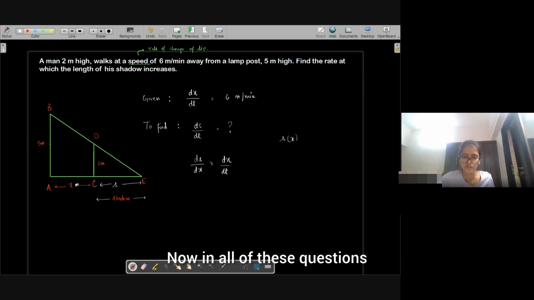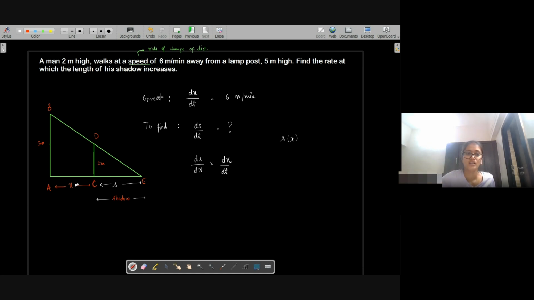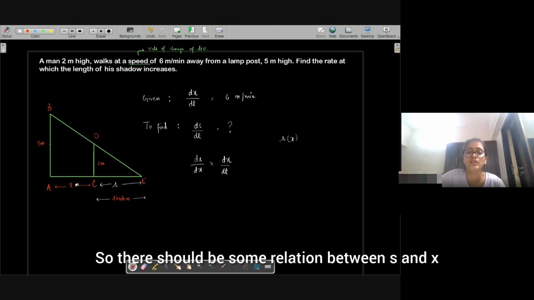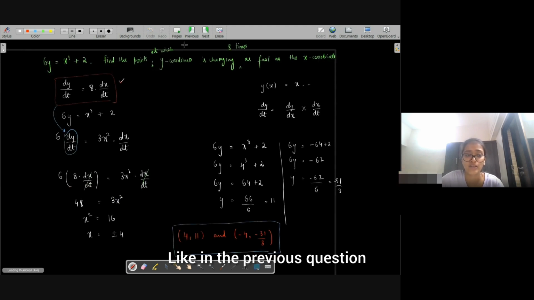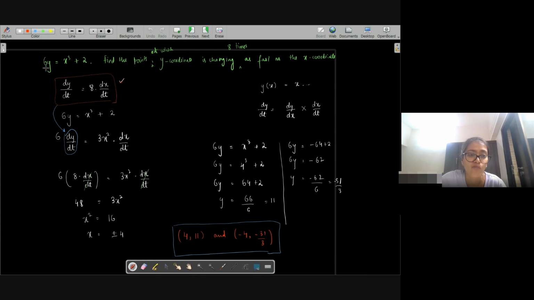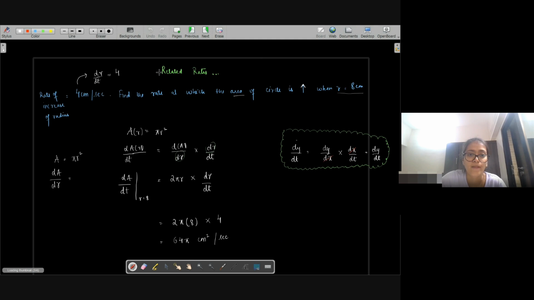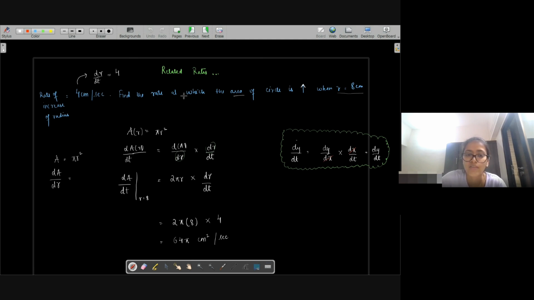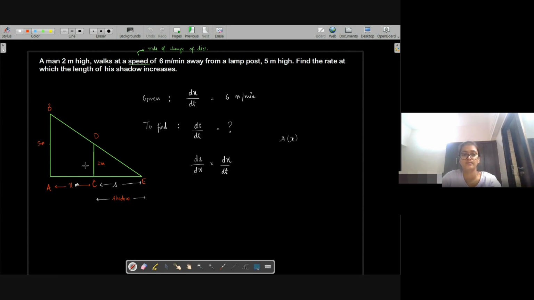Now in all of these questions, Nandana, there will always be some relationship between the two variables we are dealing with. Here we are dealing with x and s, so there should be some relation between s and x. Otherwise, we cannot find ds over dx. Like in the previous question, y was related to x somehow. Then only we could find the derivative. In this question also, area was related to the radius somehow. Then only you can differentiate area with respect to r. So here the relationship is not given to us, but we need to find that relationship.